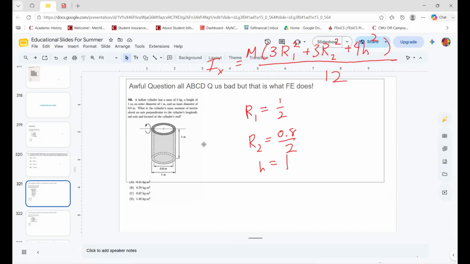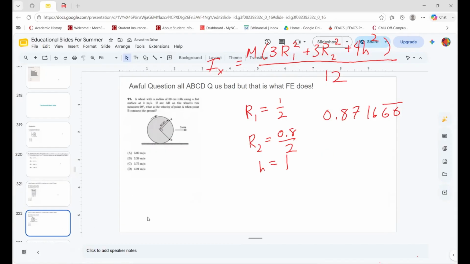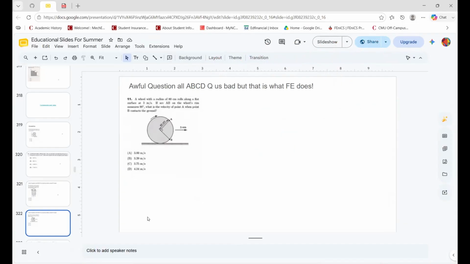I get 0.871666 repeating, so I'm assuming that's the C, and moving on. Okay, we have C done.